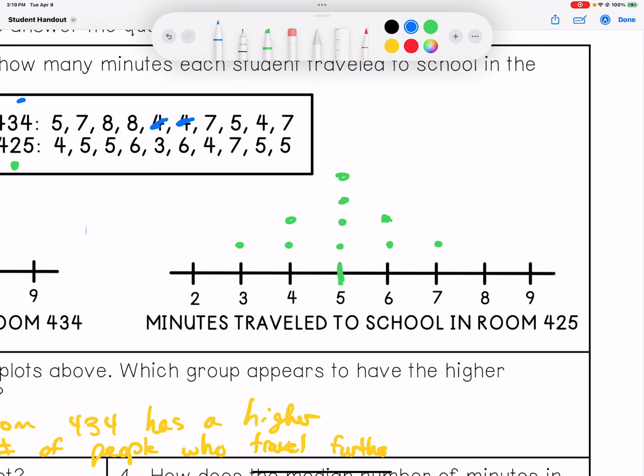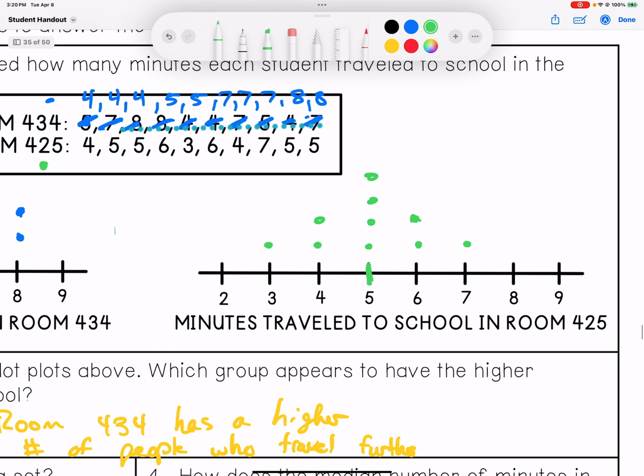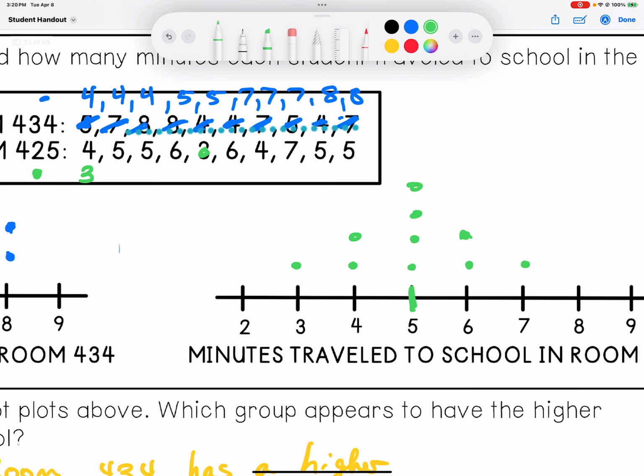So let's rearrange these. There's a 4, there's a 4, and there's a 4. So I'm going to go 4, 4, 4. There are 2 5s, so I'm going to go 5, 5. There are no 6s, so the next number is 7. There are 3 of those, so 7, 7, 7. And there are 2 8s, so 8, 8. Now I'm going to do the bottom one, the green. There's 1 and 3. There are 2 4s. There are 4 5s. 2 6s. And 1 7.